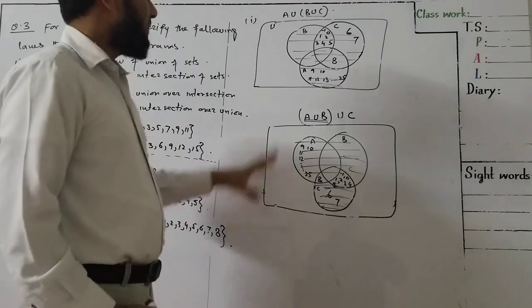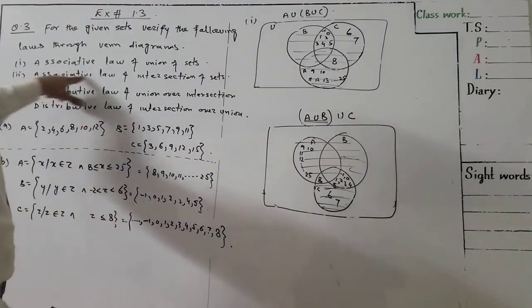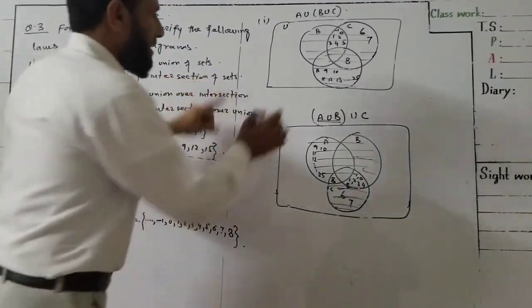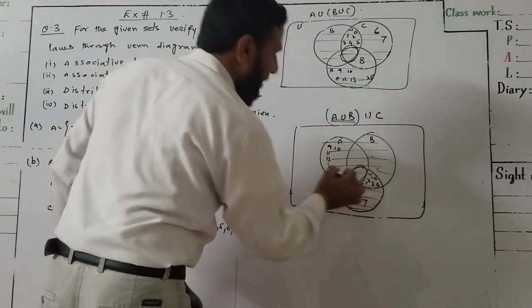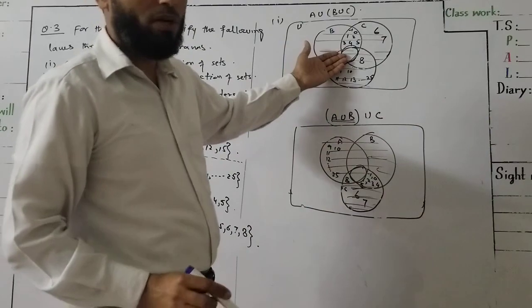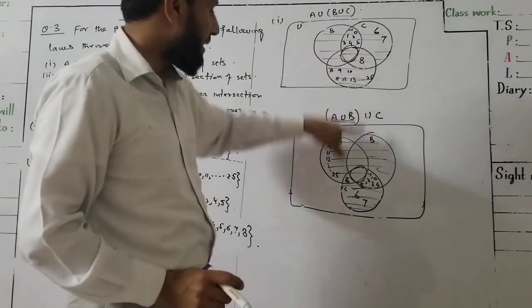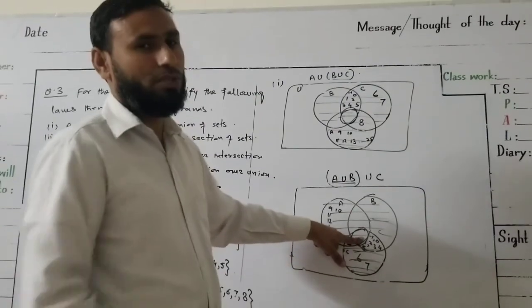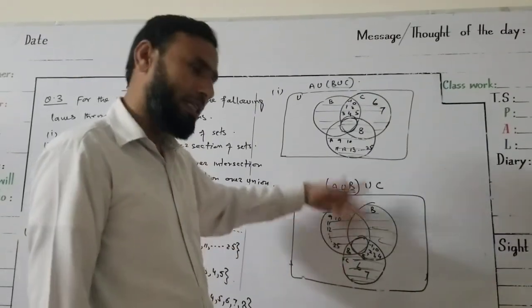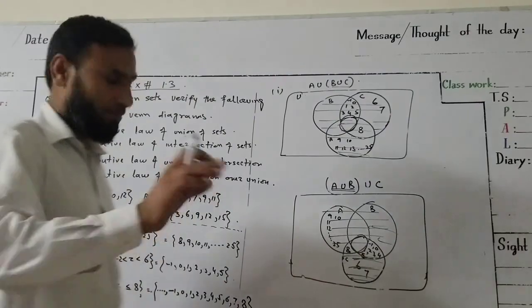through Venn diagram. In the second part, intersection of three sets, you will shade only this region, which is common in all three. Nothing is common, so this region represents the empty set; the shaded region represents no numbers, so the associative property of intersection is also verified. You will do this yourself.